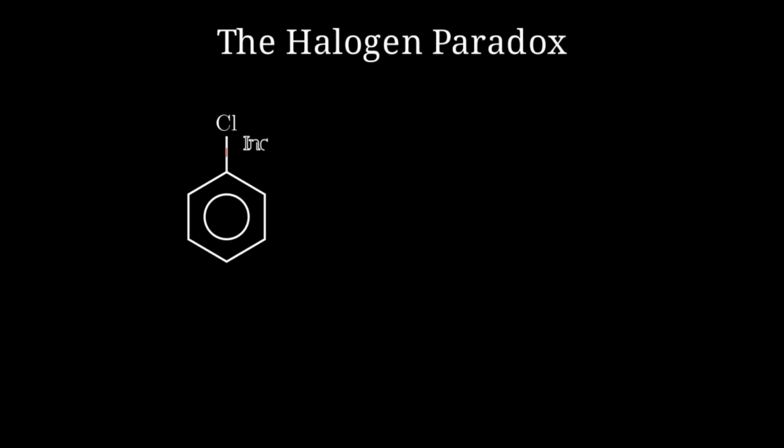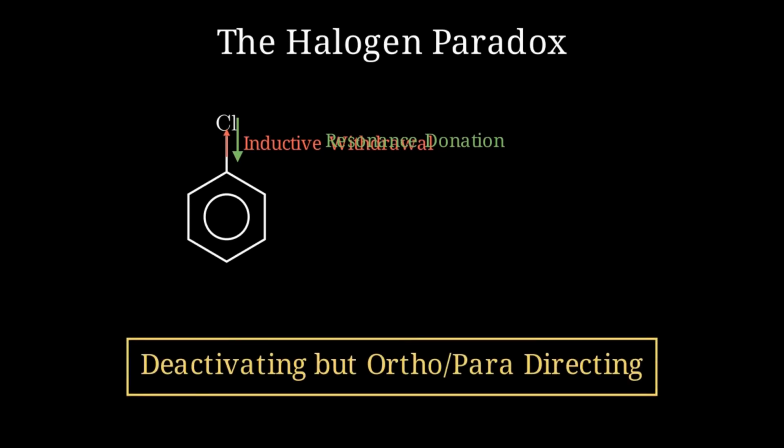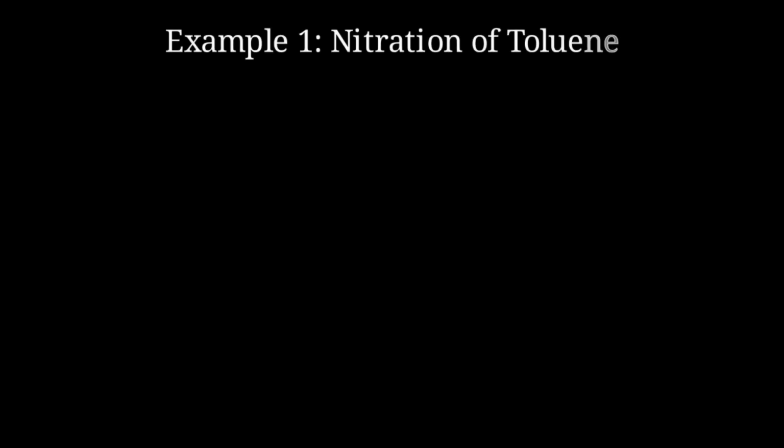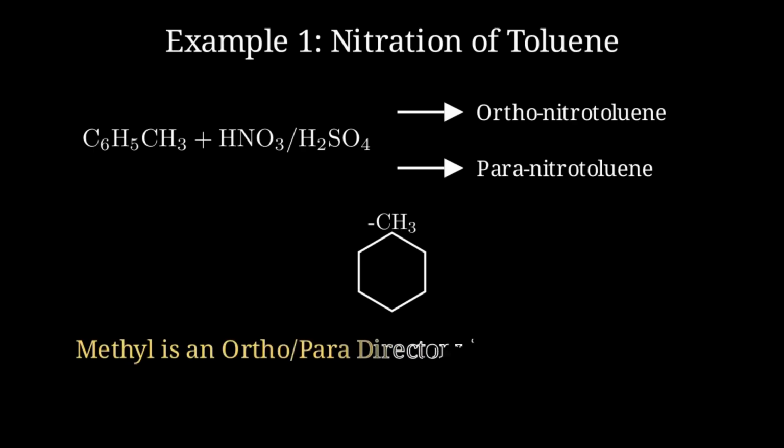They are deactivating because their high electronegativity pulls electrons away through sigma bonds, but they still direct ortho-para because they can donate lone pairs through resonance to stabilize the intermediate. Let's look at toluene. The methyl group is weakly activating through hyperconjugation. When we nitrate toluene, we get a mixture of ortho and para products, with very little meta product formed.